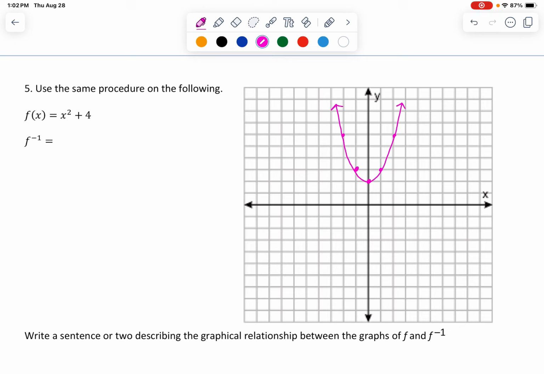Now it says find the inverse right there. So we're going to switch x and y. So we'll do x equals y squared plus 4. Subtract 4 from both sides. x minus 4 equals y squared. And then square root to solve. Don't forget to account for both the positive and negative. So we have f inverse equals plus or minus the square root of x minus 4.